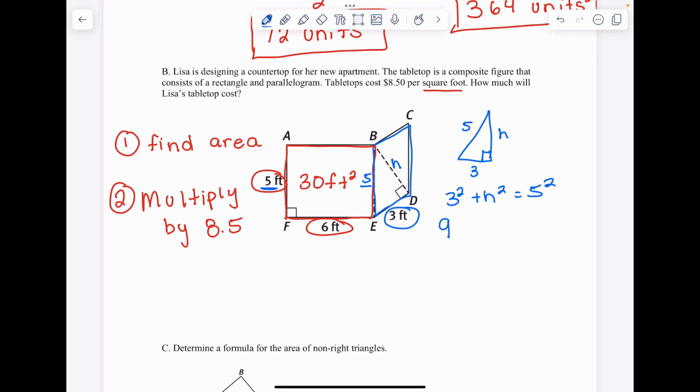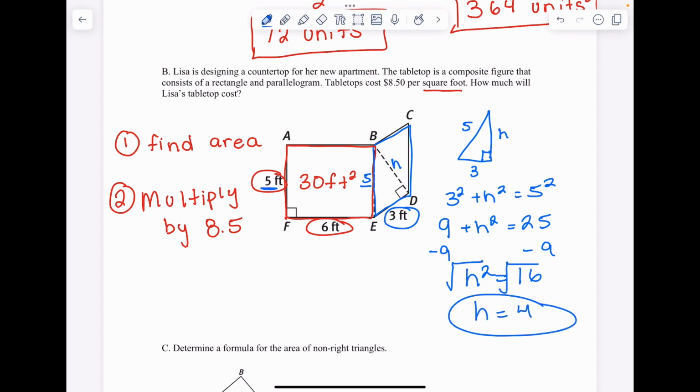3 squared is 9 and 5 squared is 25. I'm going to subtract 9 from either side to get 16 and then square root both sides, and I get that the height is 4 feet. And now that I know the height of this parallelogram, all I have to do is base times height, which gives me an area of 12 feet squared for the parallelogram.